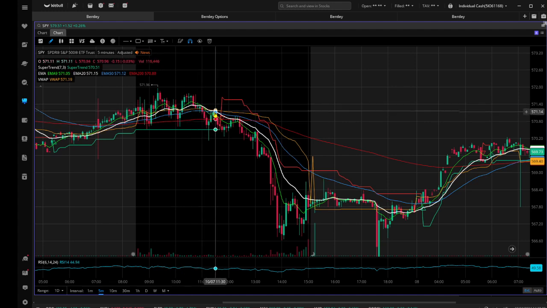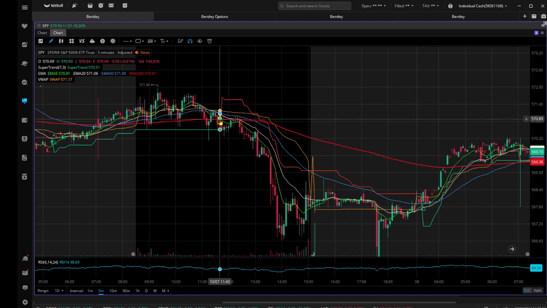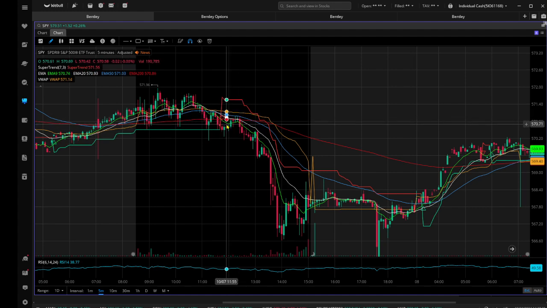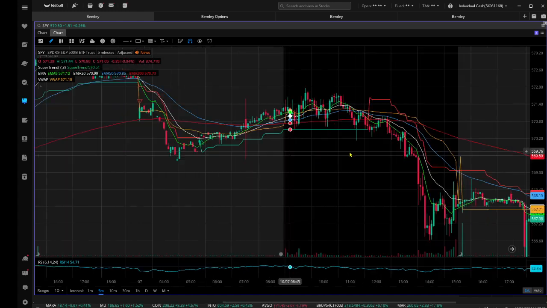When we finally got the move over here, look, the 9 EMA crossed here. We pulled back up. We confirmed support, which was the 200, is now resistance. It was just wicks over it. Then we continue down and we can play that move.